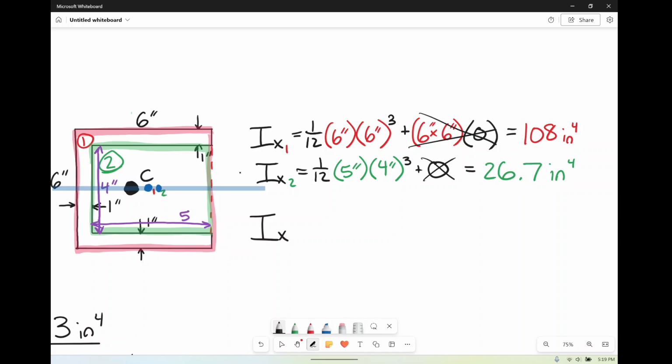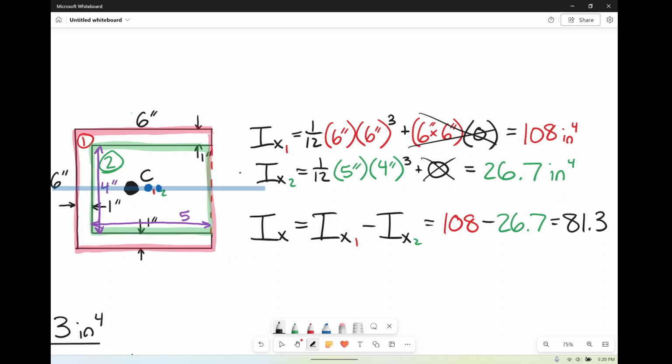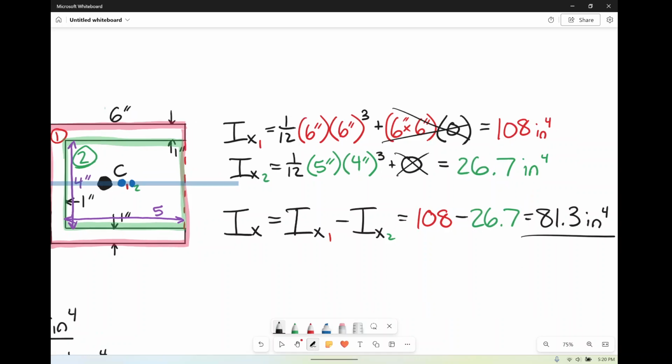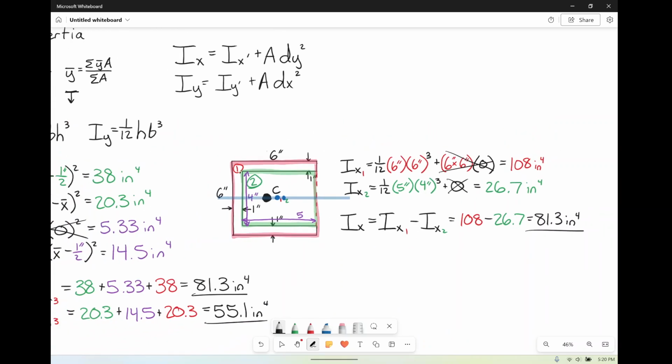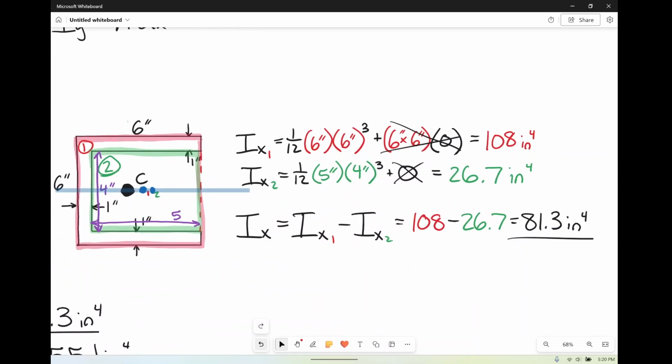If we sum up our Ix's, we get our total. It's not really summing because we've subtracted them. This time it's going to be Ix of shape 1 minus Ix of shape 2. And we get then 108 minus 26.7, which is, who would have guessed it, 81.3 inches to the 4th, which is, by the way, the exact same thing we got over there. So again, really cool, right? Two different ways to do it. Let's do it for Y now.